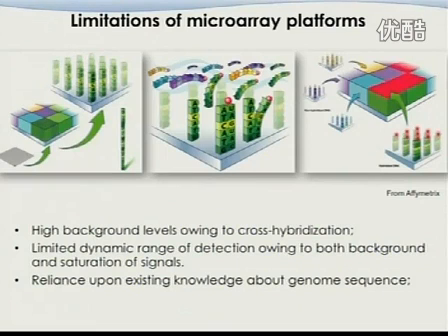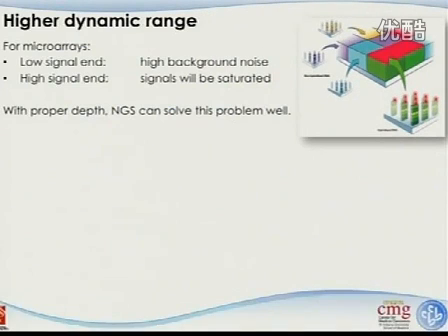Another key limitation of microarray is that it relies on existing knowledge about the genome sequences. If we design arrays to target a certain part of the genome, we already know there's a gene there. Otherwise, people don't design arrays based on that. But for RNA sequencing, we don't have to make that type of assumption.